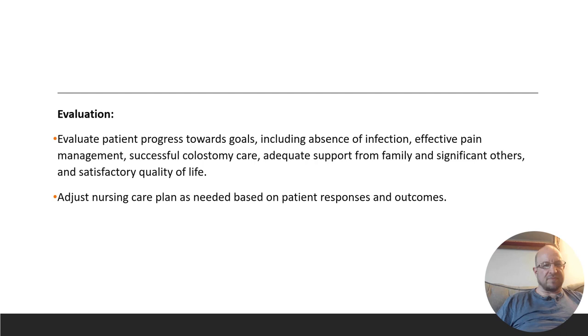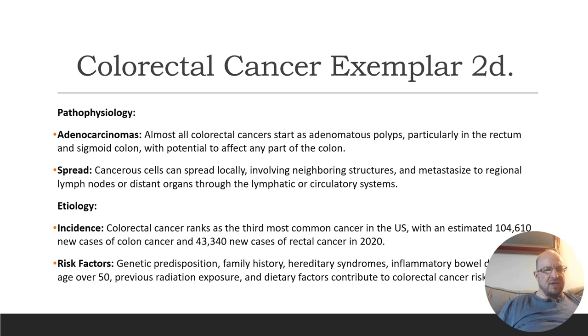All right, colorectal cancer. So, adenocarcinomas. Mostly all colorectal cancers start with an adenomatous polyp. Adenomatous means precancerous polyps, particularly in the rectum and sigmoid colon. Cancers can spread locally, involving neighboring structures, or metastasize to regional lymph nodes or distant organs through the lymphatic or circulatory system.